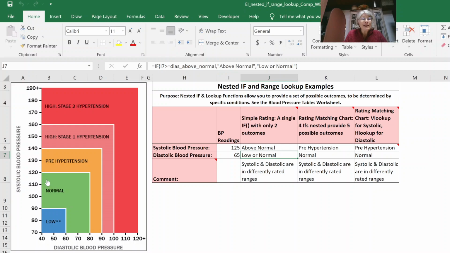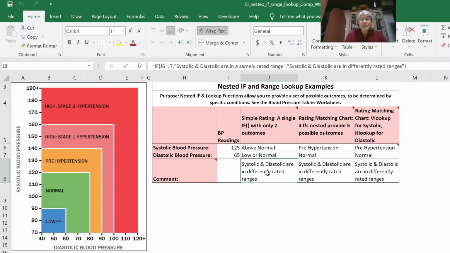So we just divided the blood pressure readings into either being in this normal low range, or above normal, which could be anything from pre-hypertension up to stage 2 hypertension. And we see that in the case of these two readings, the systolic and the diastolic, they're in differently rated ranges for this person's blood pressure. Their diastolic is lower, according to the chart, than their systolic.